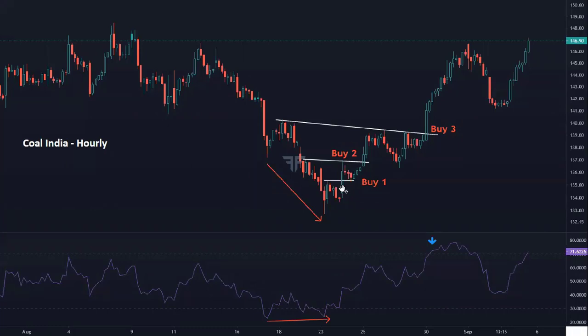Now, what would be my stop loss for this trade? Stop loss I can place below the low of this candle, the final low. So I could place a stop loss a tick or two below the low of this candle. So this was the first buy signal based on the hourly time frame.